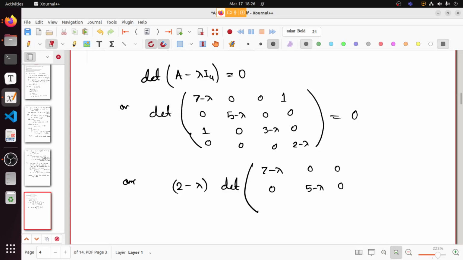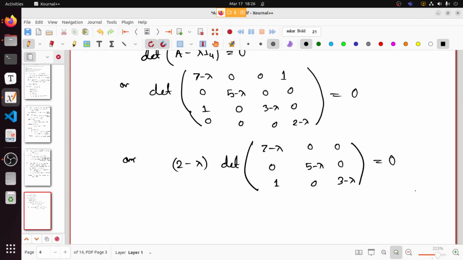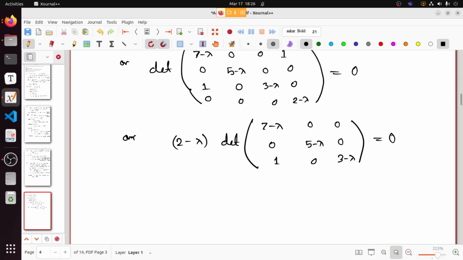1 0 3 minus lambda, and all other entries are 0 for the fourth row, so it will be only one term. Then the determinant of this: this is a lower triangular matrix, and you can show the determinant of a lower triangular matrix is the product of the diagonal entries. So it will be 2 minus lambda, 7 minus lambda, 5 minus lambda and 3 minus lambda equals 0.